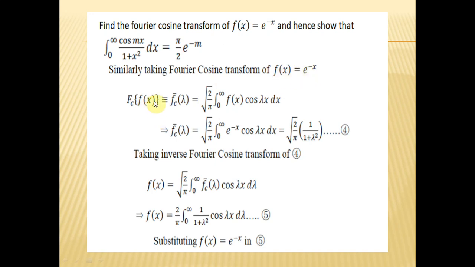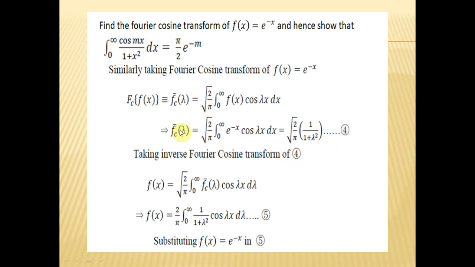By heart, we know the formula for the Fourier cosine transform. Fc of f of x is equal to root of 2 by pi integral 0 to infinity f of x into cos lambda x dx. Now we could replace this f of x by e raised to minus x, which is given. So e raised to minus x into cos lambda x into dx. In class 1, we have discussed this integral value, and that is equal to root of 2 by pi 1 by 1 plus lambda square, and I call this equation number 4.